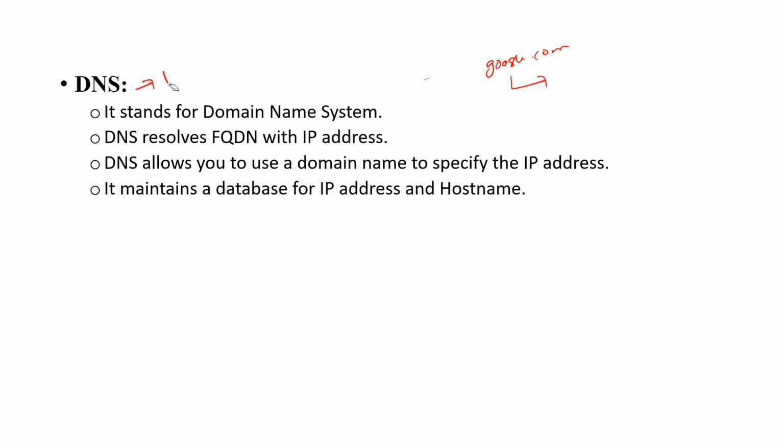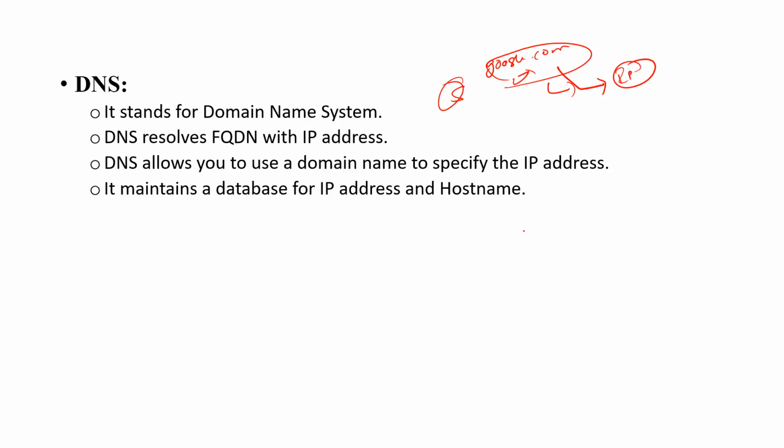So on the back end what happens is, it's a destination, right? Source is your IP address, destination is google.com. Even for the destination it should be some IP address, right? So this google.com will be internally converted to some IP address. So we can say DNS is nothing but a kind of phone book.